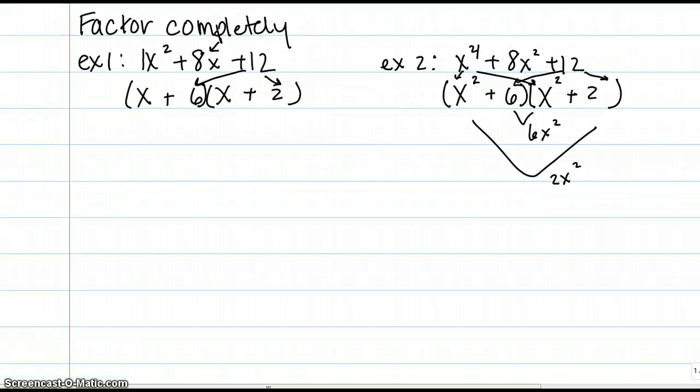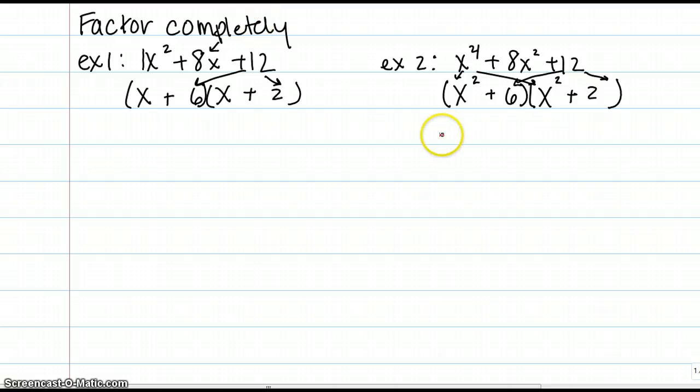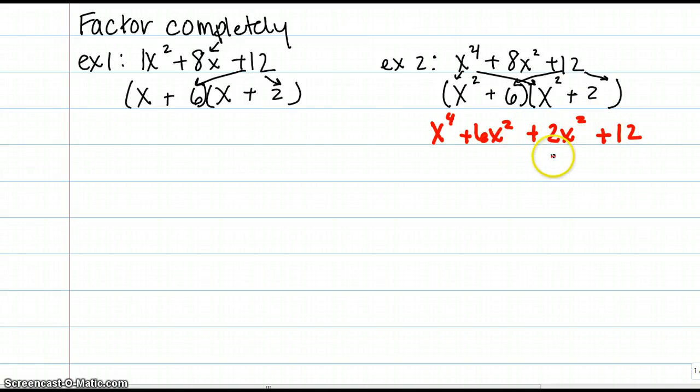Now we should always check our answers. So I'm going to go ahead and erase this here. And if we FOIL out these factors, we get x to the 4th plus 6x squared plus 2x squared plus 12. And if you combine like terms, we should always get back to that original problem. So we should always make it a habit to check our answers.